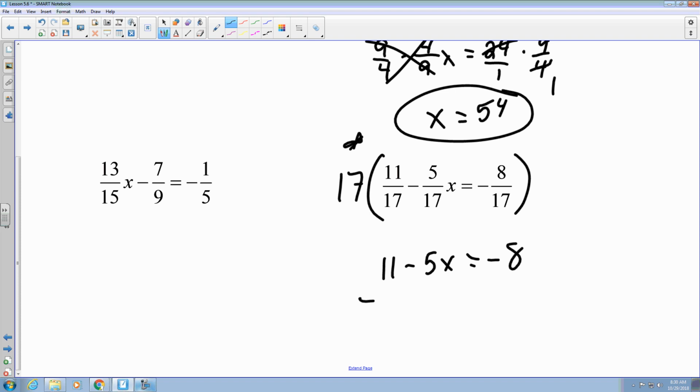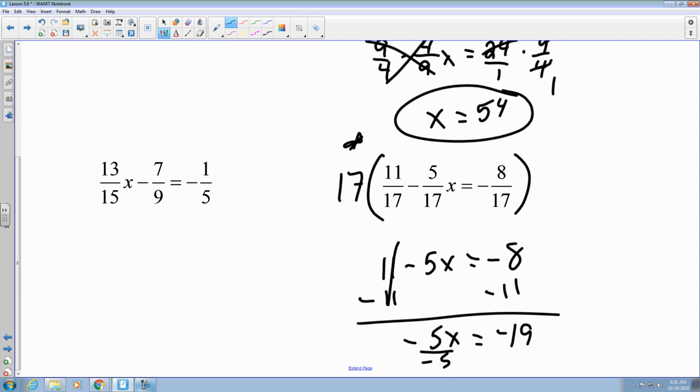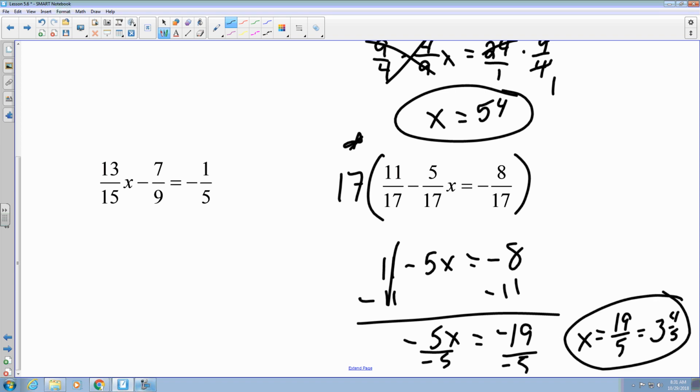So now you can just go about solving like we did in previous chapters, subtracting 11 from both sides. Now I have negative 5x is equal to negative 8 minus 11, which is negative 19. Dividing negative 5 on both sides, I get x is equal to positive 19 over 5. And if you wanted to write that as a mixed number, it would be 3 and 4/5. Okay, so that's what made that one a bit easier because you had all the same denominators.